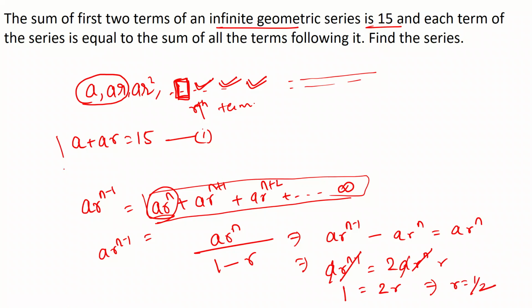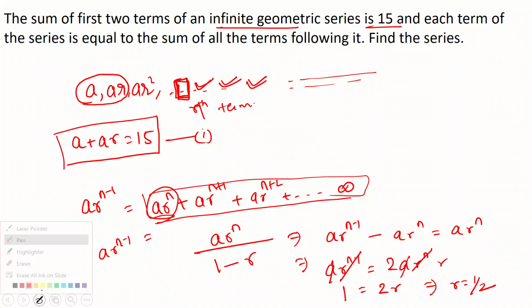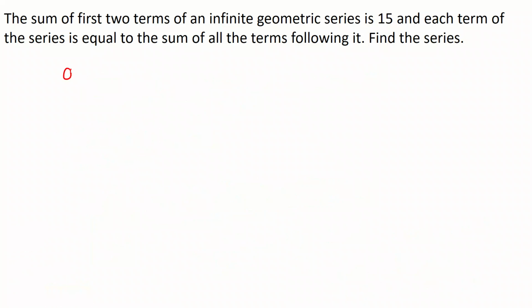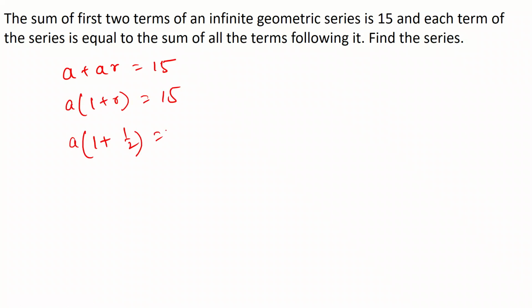Now we just put the value of r over here to get the value of a. So let me write it down once again. a plus ar is equal to 15, and we take a common. a times (1 plus r) is equal to 15. r was equal to half, remember. So a times (1 plus half) is equal to 15. a times 3 by 2 is equal to 15. 3 5s are 15. So a turns out to be equal to 10.